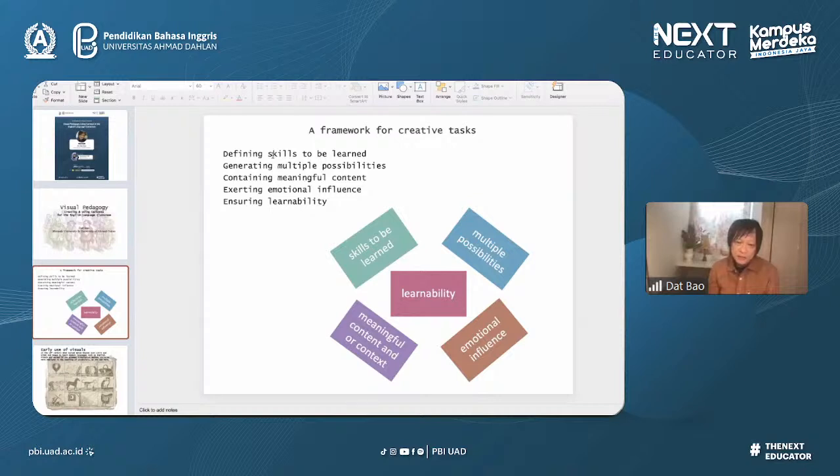Number one, we need to have a focus. It has to have a focus of what is to be learned, because sometimes we chit-chat a lot in the classroom, but students learn very little. So we make sure that no matter what we do, they will learn something meaningful, related to, in our case, language. So, skills to be learned.